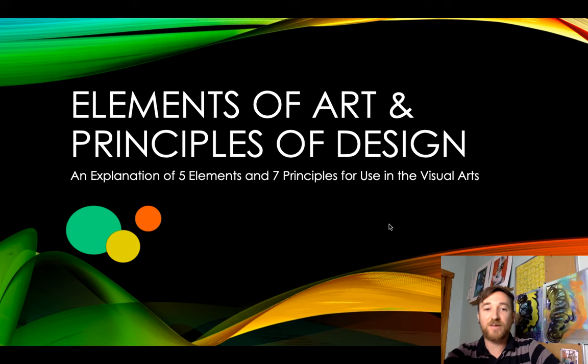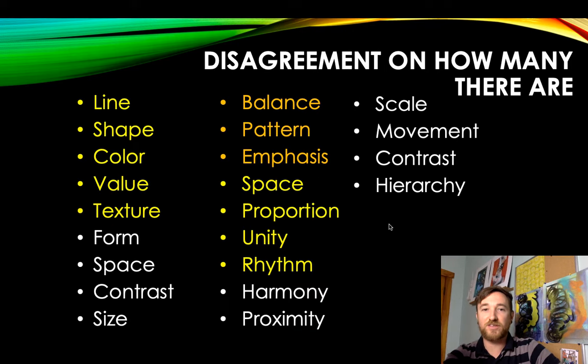So without further ado, I just want to jump into this video. As I said, there's kind of disagreement on how many there are and what they are. Here's a list of the ones that I wanted to include. For the elements of art, we have line, shape, color, value, and texture. And I'll be doing the highlighted versions.